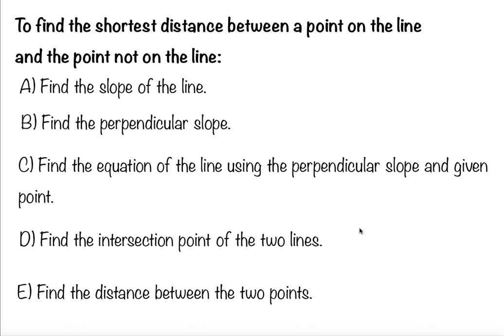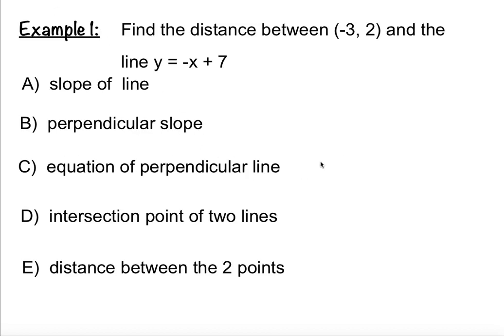The first thing we want to do is find the slope of the line, and then find the perpendicular slope. Then we want to find the equation of the line using the perpendicular slope and the given point, and then find the intersection point of the two lines, and then find the distance between the 2 points. So let's go ahead and do that for our example.